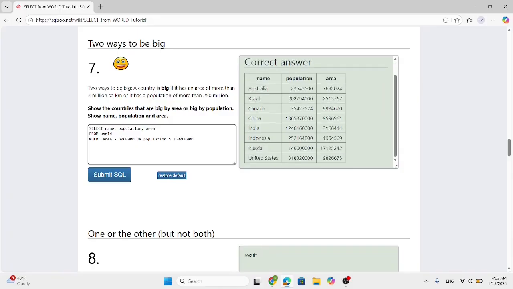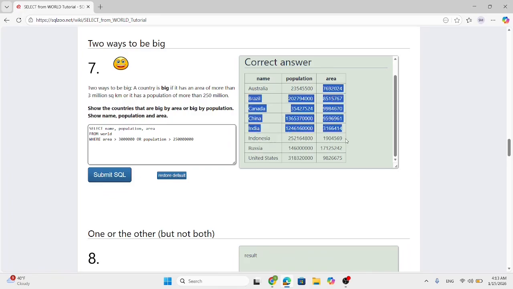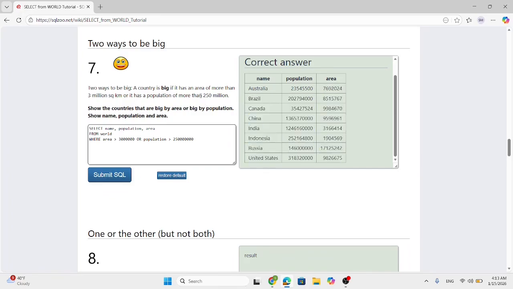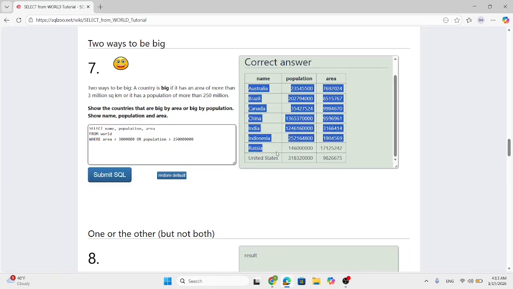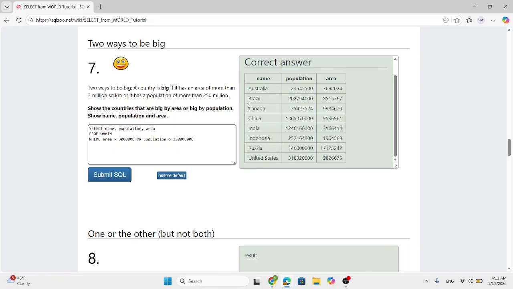So yeah, these countries' areas are more than 3 million square kilometers, as you can see, or population is more than 250 million. One of them, not both of them, just one of them. And this means they are big countries. Which countries? Australia, Brazil, Canada, China, India, Indonesia, Russia, and the United States. How many countries? 4, 5, 6, 7, 8. Just 8 countries. We can say they are big countries.